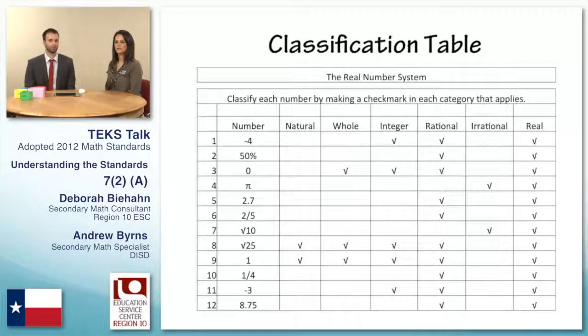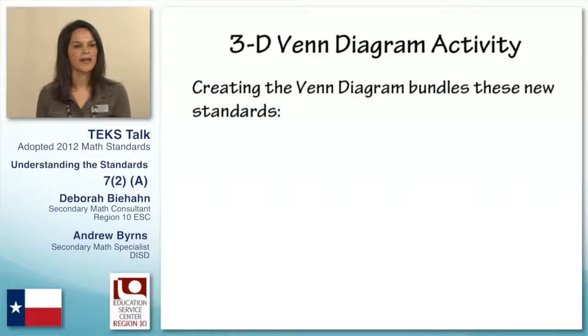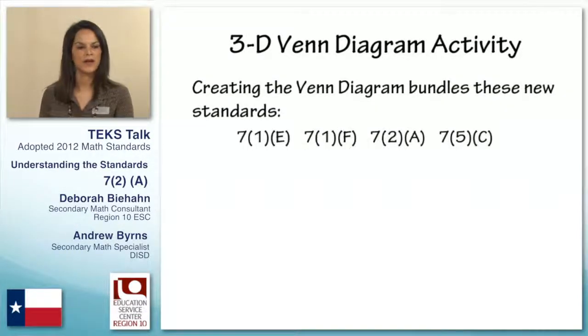You could also make a poster of these. They include all the sets and subsets of the types of numbers in the real number system, and you can just classify them this way. Use post-it notes. But you have to keep in mind that the post-it notes might go in more than one column. Here's an example of a 3D Venn diagram activity that you might use in 7th grade.